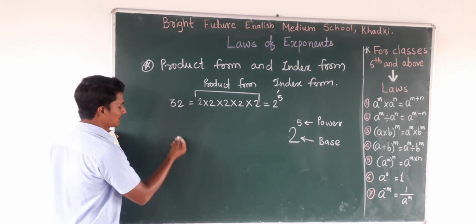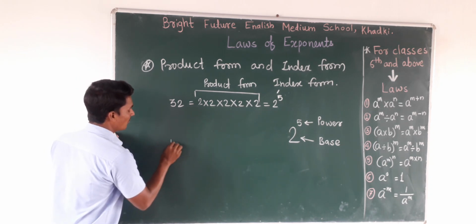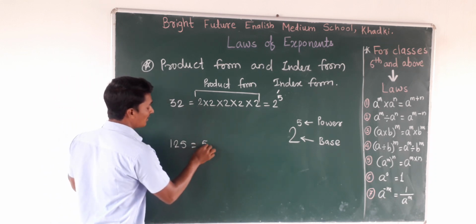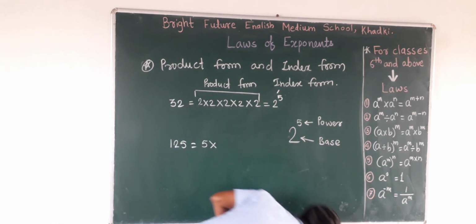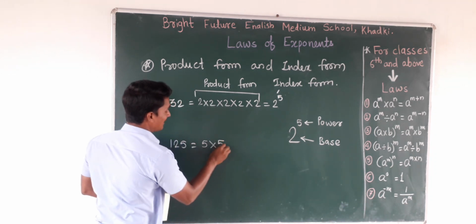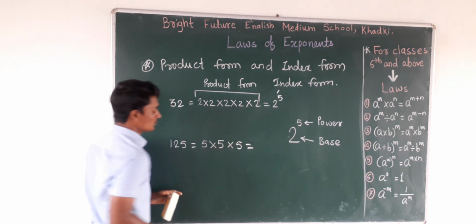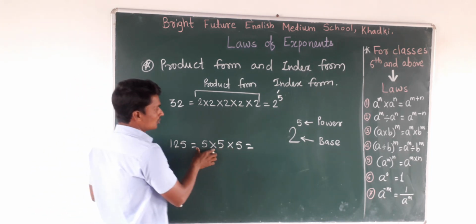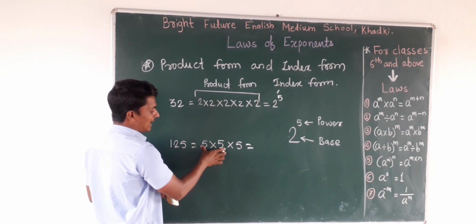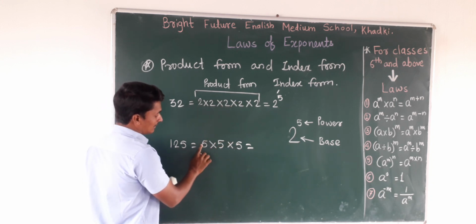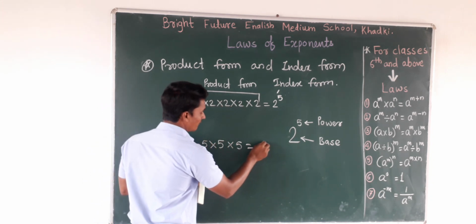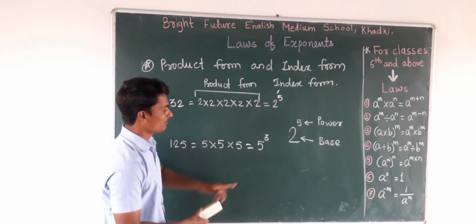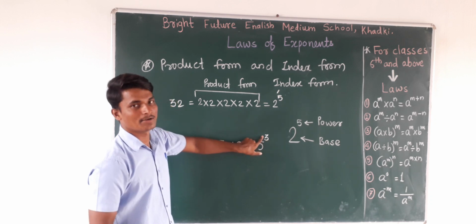If you write another number, suppose we take another example, 125. Its product form is 5 multiply by 5 multiply by 5. 5 5s are 25, 25 5s are 125. So this is called the product form. And how can we write this number in index form? There are three 5's, so we write 5 and its power 3. So this 5 is called the base and 3 is the power.